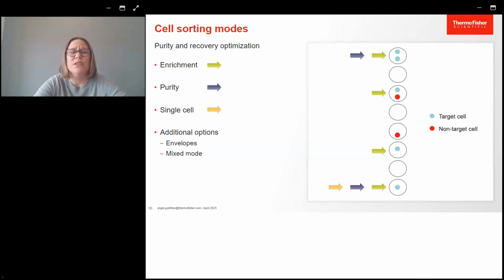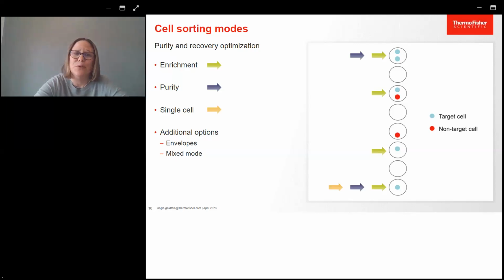An enrichment mode sorts everything that's positive, everything that's past your reagents and gates, even if there's something negative present. This means you'll get every cell back that you want, so your recovery will be high, but your purity may suffer. And from the diagram on the right, you'll see the enrichment, all the droplets labeled with the green arrow would sort. Therefore, you will have some contamination.